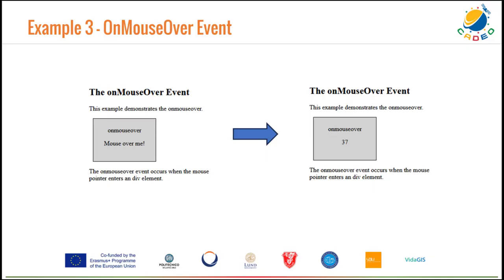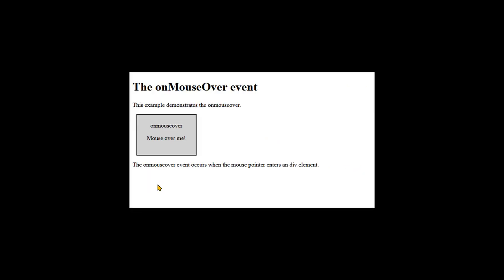This is example 3, the onMouseOver event. The onMouseOver event in JavaScript is triggered when the mouse cursor hovers over an HTML element. It is commonly used to detect when the pointer enters an element. In this example, whenever you move the cursor over the gray rectangles, the number inside will increase by 1 unit.